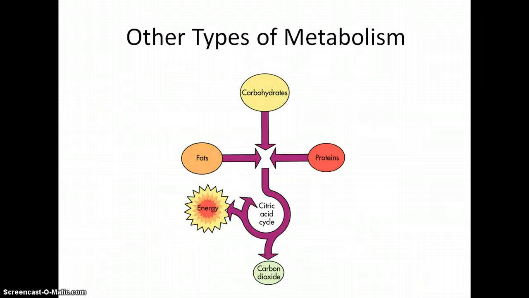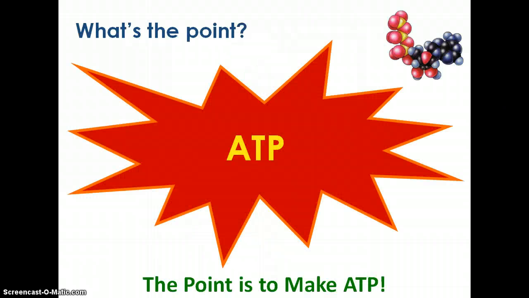Now, I mentioned that we can also eat fats and proteins for metabolism, and they still end up with the citric acid cycle. They still make ATP. It's just not as efficient a process if you're doing it with proteins and fats. Carbohydrates are the most efficient way to do that. But I just wanted to show you that it is possible, because the point is to make ATP, and your body will do that by whatever means possible.